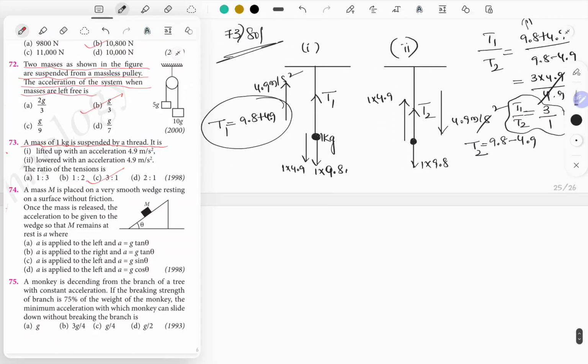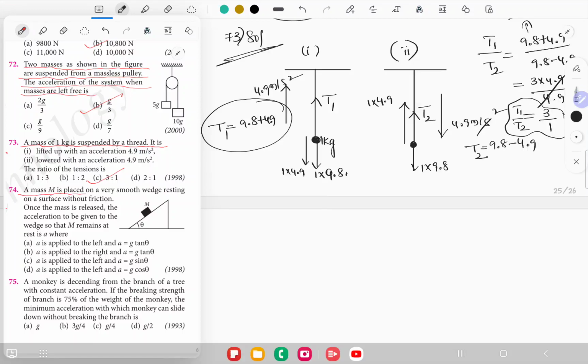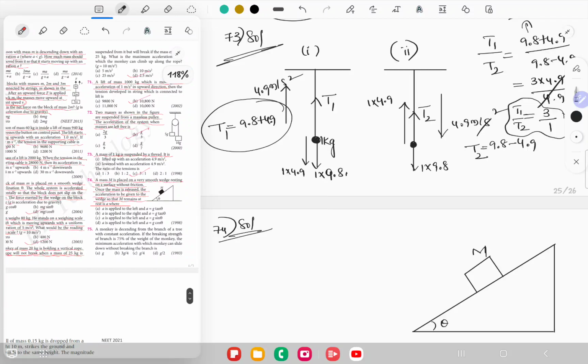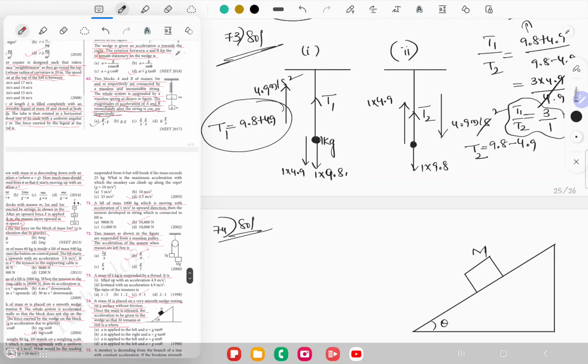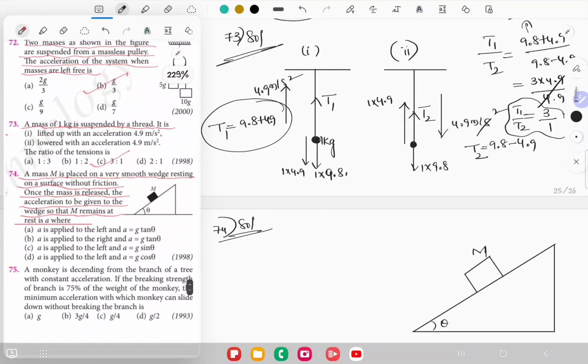Question number 74. A mass is placed on a very smooth wedge resting on a surface without friction. Once the mass is released, what acceleration must be given to the wedge so that the mass remains at rest? Wow, this numerical again came. Question number 74, question number 68 and question number 62 are of the same model.